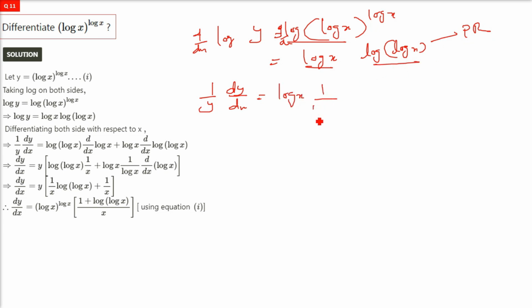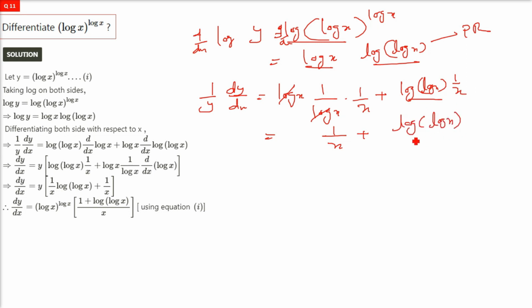Log x is 1 by log x, and differentiation of log x will be 1 by x, plus log x. Then differentiation of log x will be 1 by x. This is 1 by x. Okay, so this log gets cancelled. You have 1 by x plus log x by x. Log x by x, x is in the denominator.